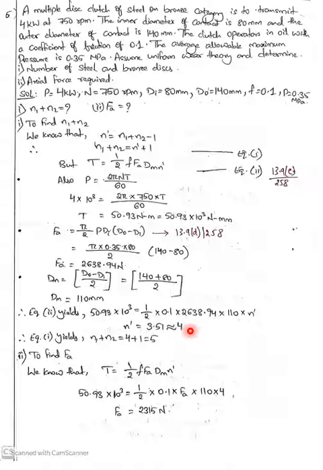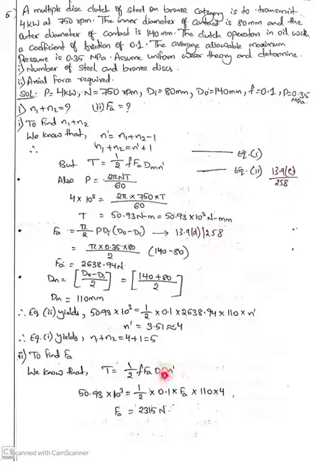So n dash is equal to 3.51, which is approximately equal to 4. Now n1 plus n2 is equal to n dash plus 1. Just take 4 plus 1 is equal to 5. The total number of discs, n1 plus n2, is equal to 5.